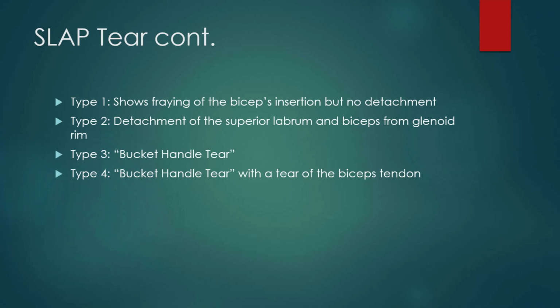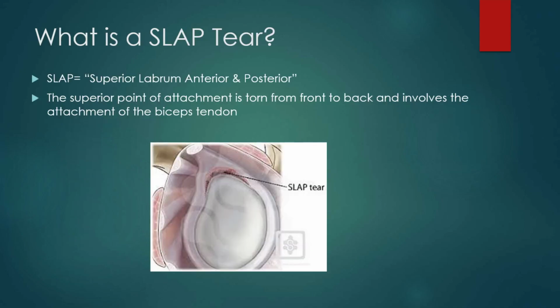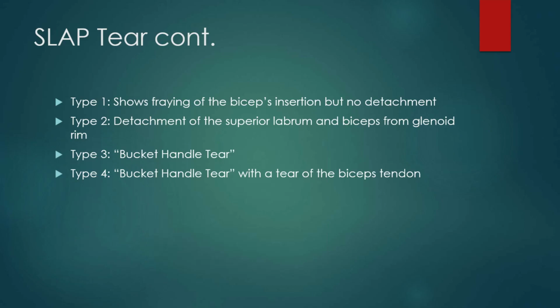Type 3 is a lot like the picture we saw previously in this slide. So it's called a bucket handle tear. You can see how it has that rounded handle shape. So that's why we call it a bucket handle tear. And then type 4 is also a bucket handle tear, but we're also tearing the biceps tendon with it.